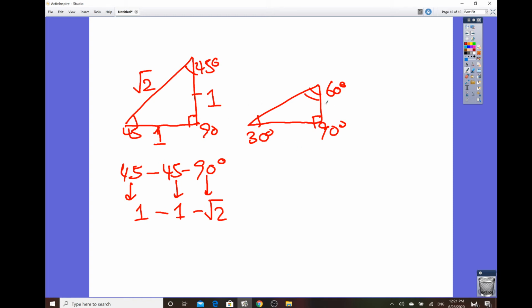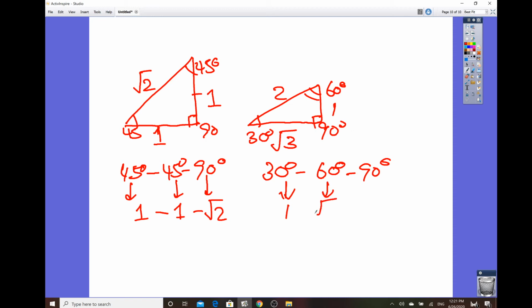So now 30, 60, 90. So the ratio we have is 1, root 3, and 2, okay? So set up the proportionality statements and also the comparison. So start with the angle first, and then the ratio, so 1, root 3, and 2.